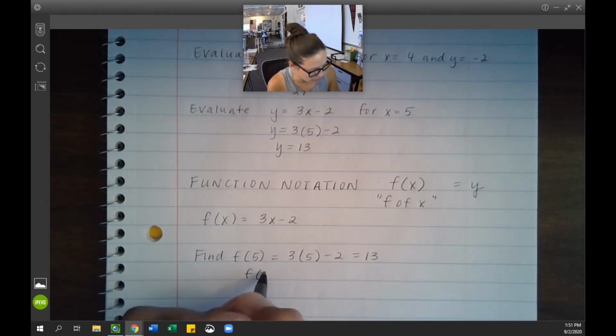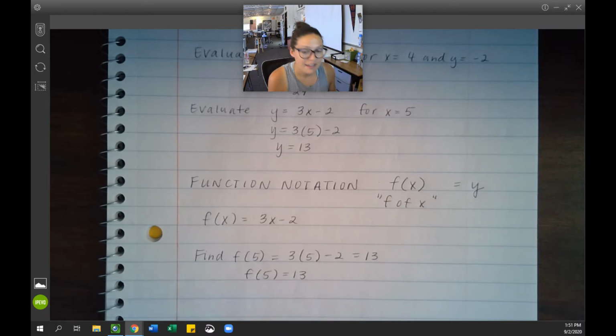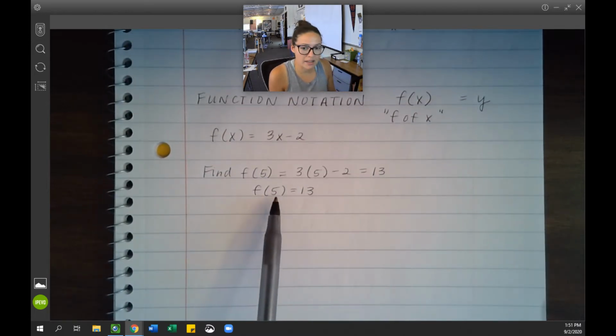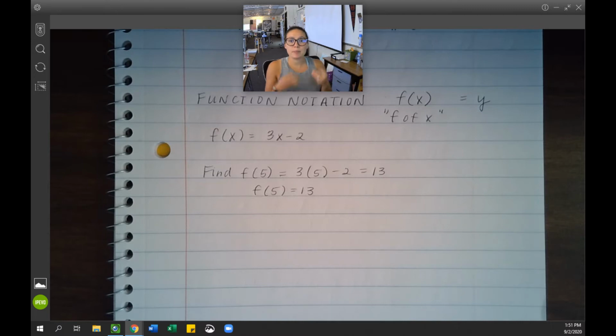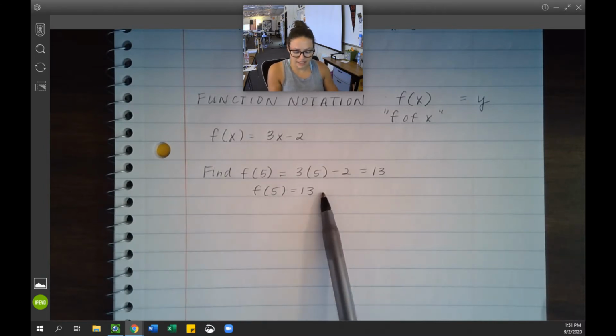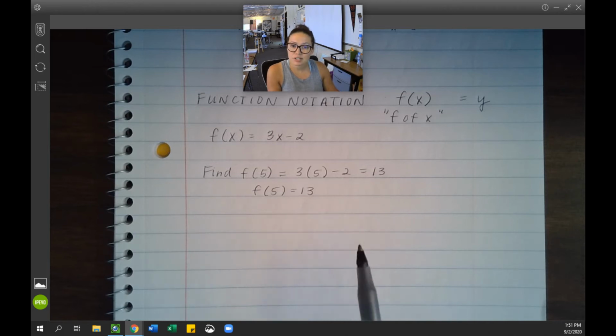So when I write f of 5 equals 13, that tells me actually a lot of information. That tells me that when x is 5, I get 13 out of the function. So remember, functions are like a machine, right? We put numbers in, we get numbers out. And this is saying that if I put 5 into the machine, I'm going to get 13 out. Let's try some more examples.